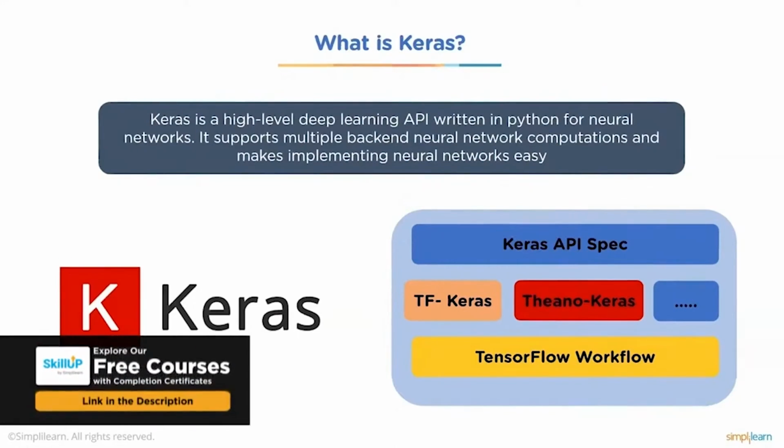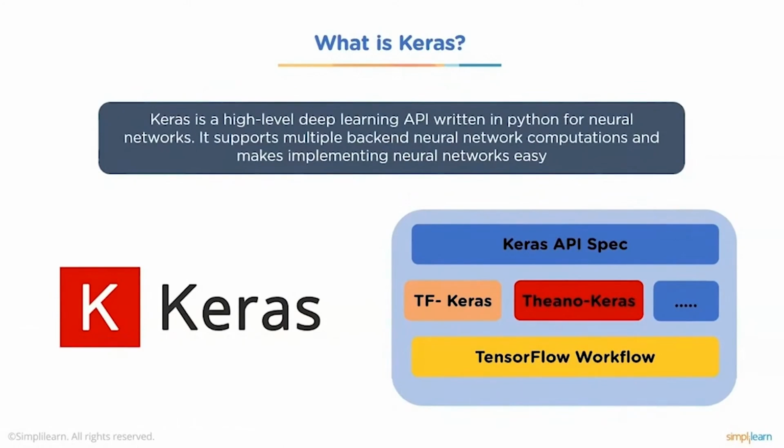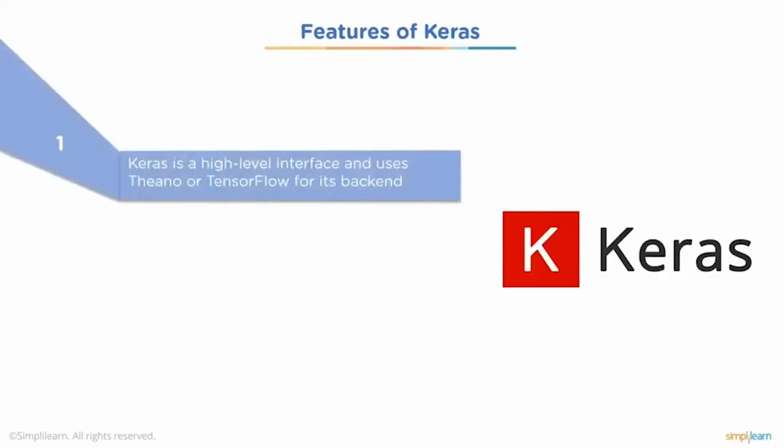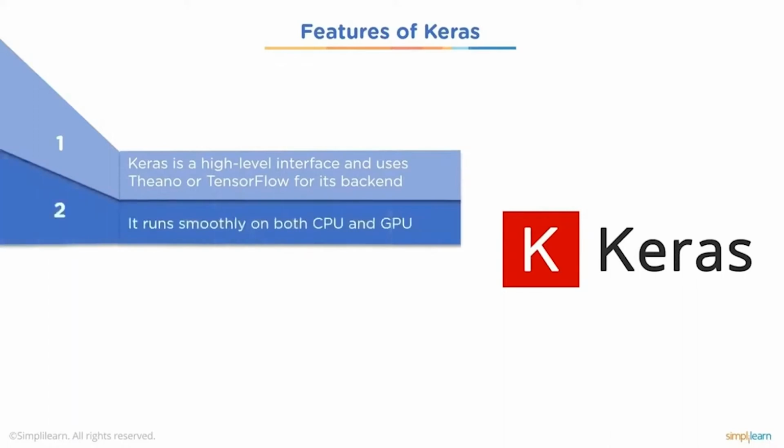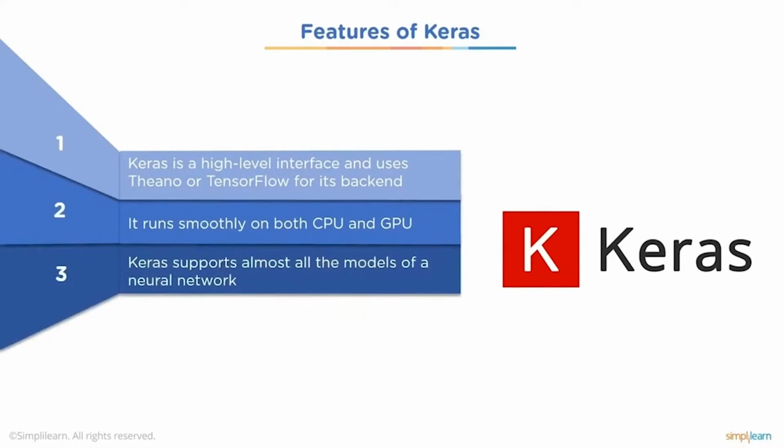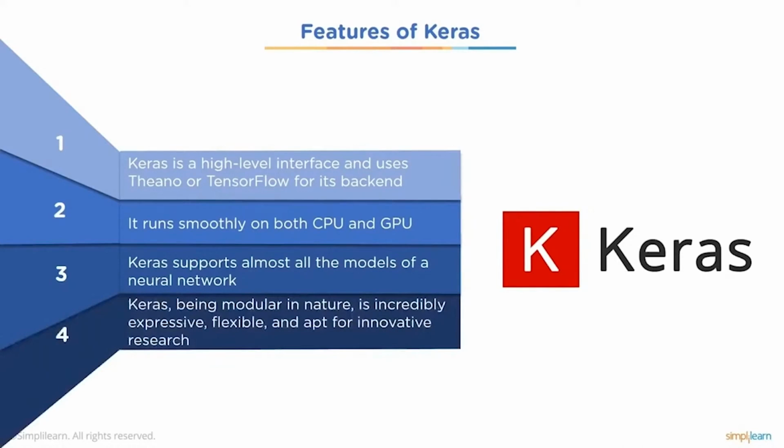In fact, TensorFlow and Keras are so tied together that even in TensorFlow, the official Get Started with TensorFlow tutorial, we use high-level Keras APIs embedded in TensorFlow instead of just using TensorFlow by itself. Some of the important features of Keras include Keras being a high-level interface which uses Theano or TensorFlow for its backend. Keras can run smoothly on both CPU and GPU. It supports almost all the models required for you to create a complete neural network. And it is extremely modular in nature, which means it is incredibly expressive, flexible, and apt for innovative research.